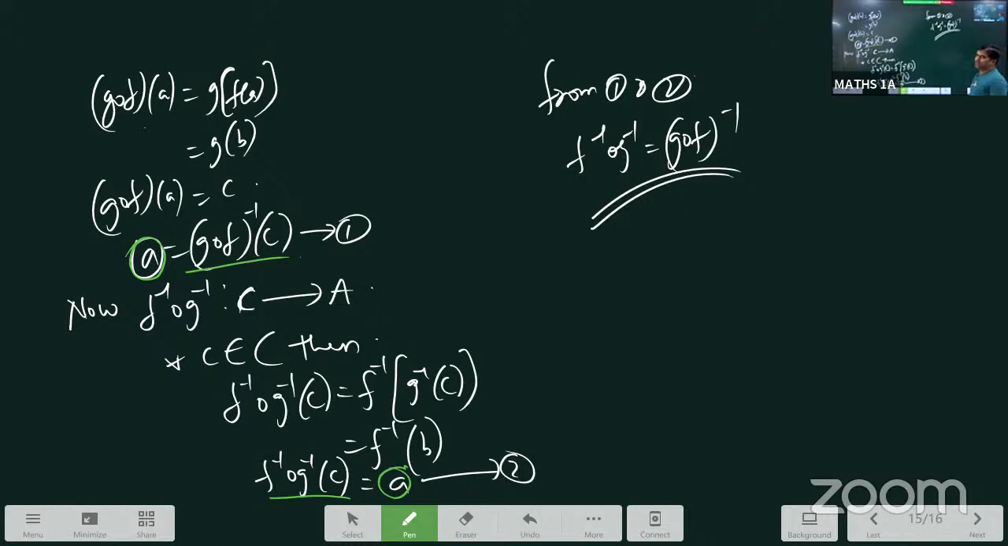G circle F of a is nothing but G of F of a. Your F of a is nothing but b. Your G of b is nothing but c. Is it clear? This is about your second theorem. Now let us do the third theorem.